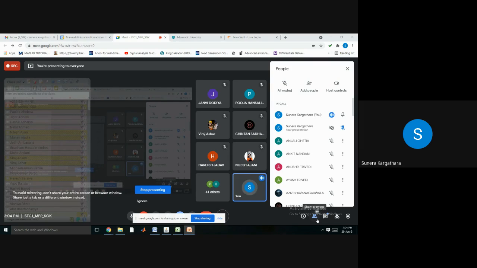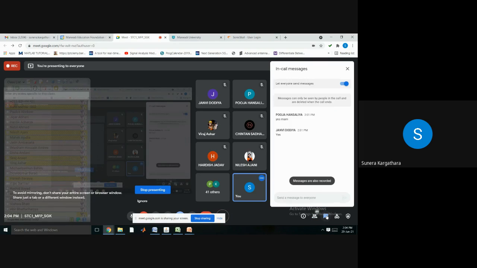Can anyone tell me how many bits of address line are available in 8085? Mahek, can you repeat? How many? 16 bit, correct. Right, we have a 16-bit address line, which is multiplexed with the data line. So AD0 to AD7 is the multiplexed address and data line.